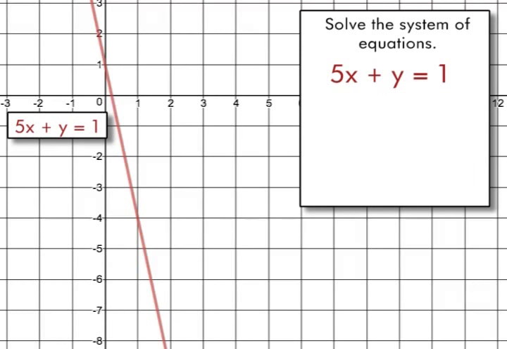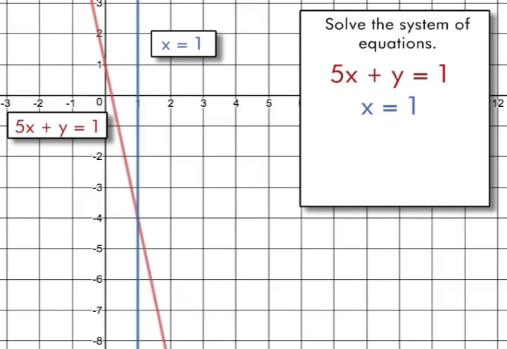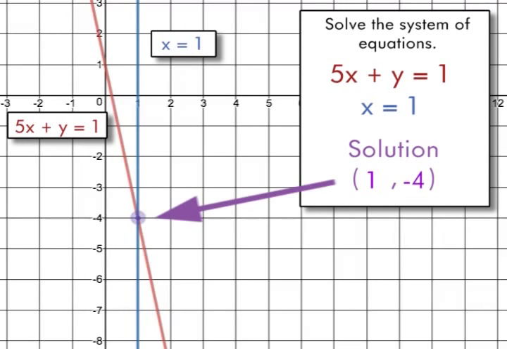And we have the line x equals 1. Now we haven't talked about these in a very long time, but remember, if an equation is x equals some number, it is straight up and down vertically. And if it is y equals some number, it is going to be horizontal. So this would be a vertical line there, and I want to graph them both at the same time, and the solution is the place where my two lines overlap. In this case, (1, -4).